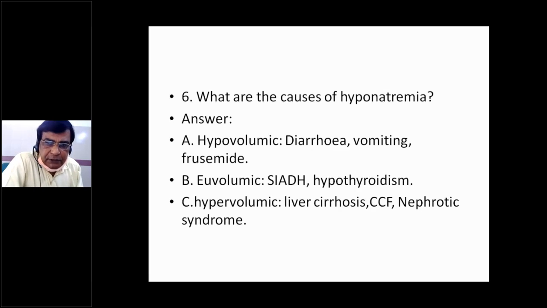Now, what are the causes of hyponatremia? Hypovolemic hyponatremia is caused by diarrhea, vomiting, and furosemide. Euvolemic hyponatremia is caused by syndrome of inappropriate ADH secretion and hypothyroidism. And hypervolemic hyponatremia is caused by cirrhosis of liver, CCF, and nephrotic syndrome.